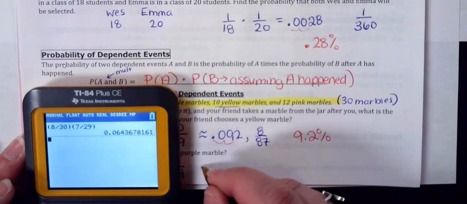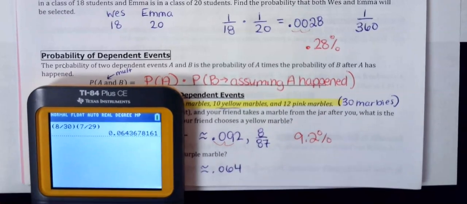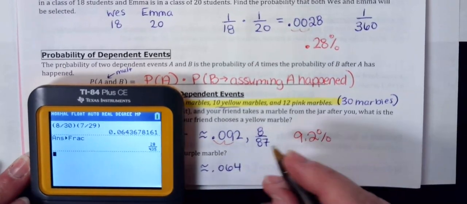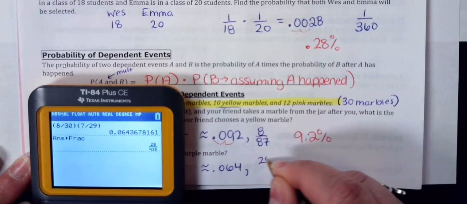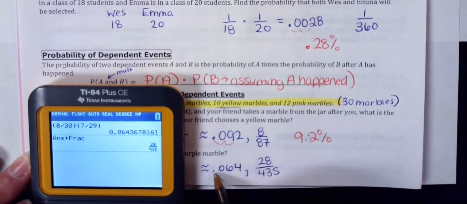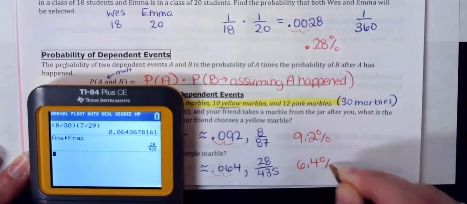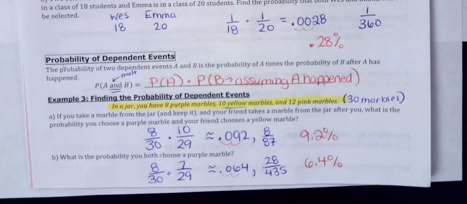Okay, so a couple decimal places here. I'll go 0.064. If you do that math, enter, it'll make it a fraction for you if you need that. So 28 over 435. And as a percentage, you can just scooch that decimal place over 2 spots. Should be about 6.4% chance that that would happen.